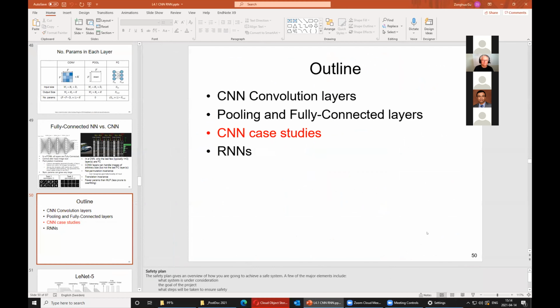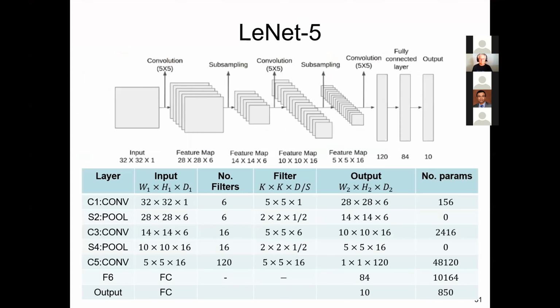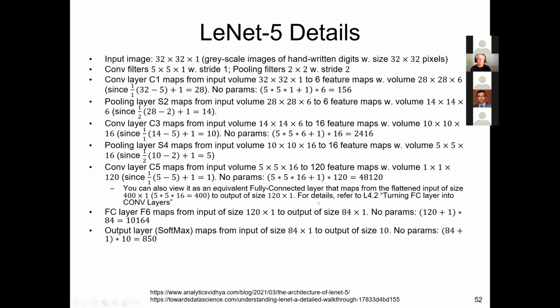So let's continue on the lecture. We were discussing CNN case studies. So the first one is LeNet 5. It's called LeNet 5 because it has five layers. That's not counting the pooling layers, because pooling layers do not have any parameters. So typically when we count layers, we only count the weight layers, that's the layers with weights and biases. So yeah, you can work out the equations for deriving the input-output sizes.